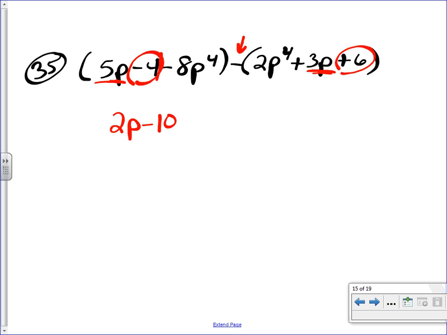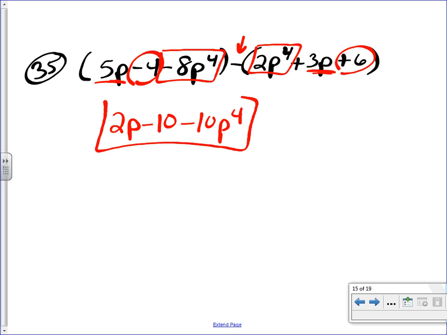And then this minus this, p to the 4. -8 minus 2 should be negative what? -10p to the 4. Now keep in mind, you may not find it exactly in that order. So which one of those choices has the same thing I have? Which one? D. All right, so D would be the same thing as what I have here.